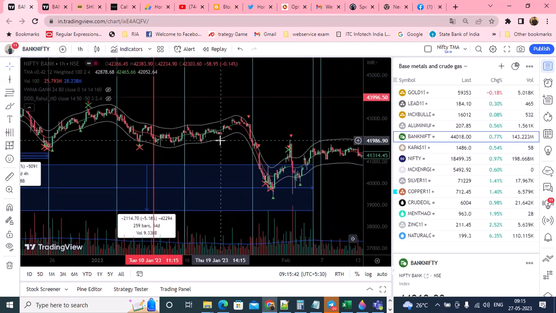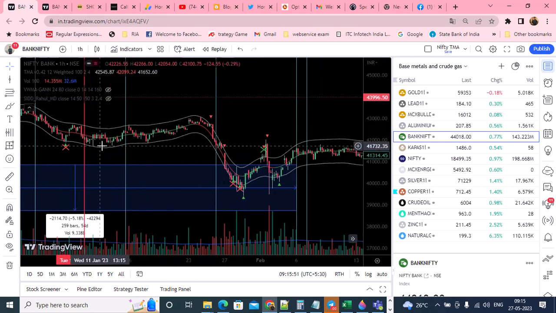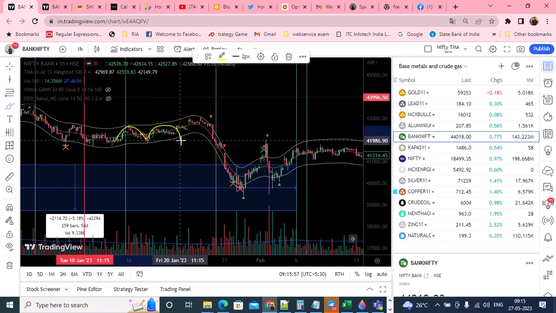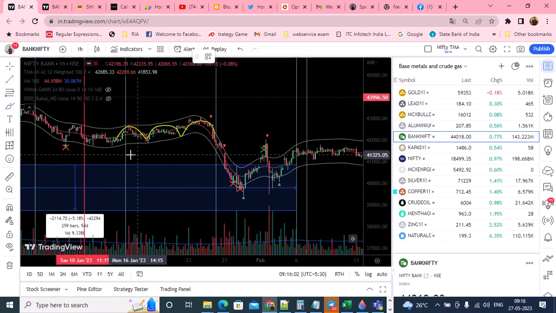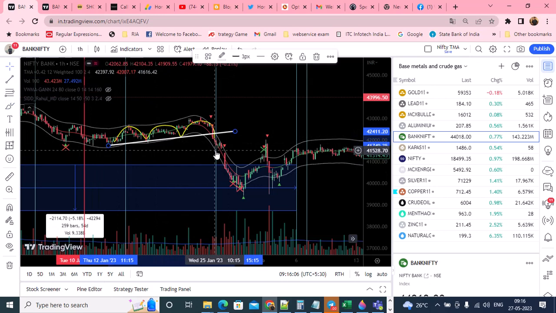You can see that a consolidation kind of thing is happening. So when this consolidation breaks with the time, this is the time you see that it got broken. This consolidation is almost a sideways market. Correct, it's a sideways market. So when this consolidation gets broken with the time, you see that what a fall, beautiful fall we will get.